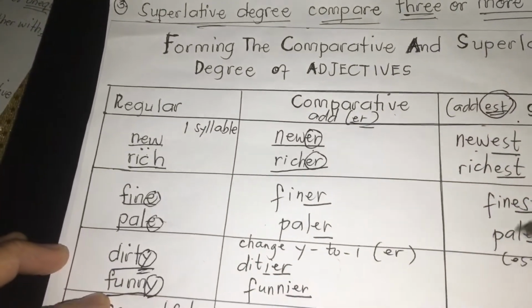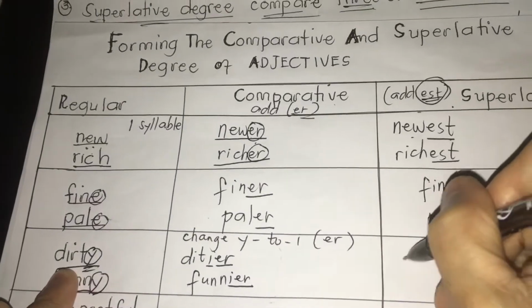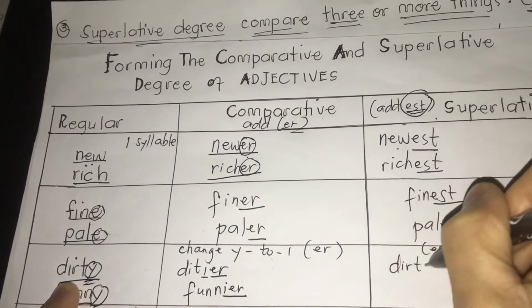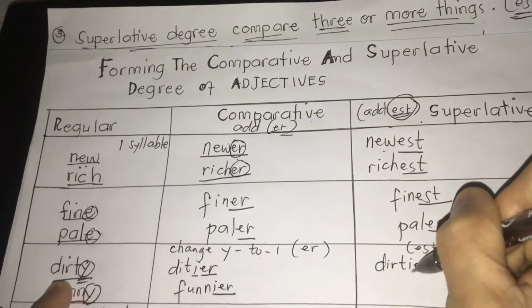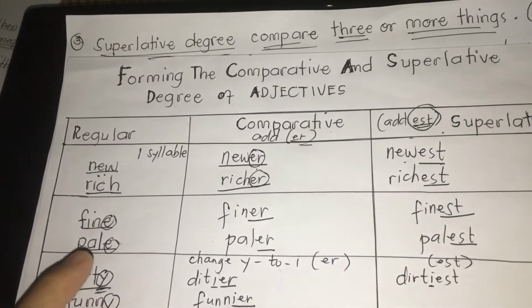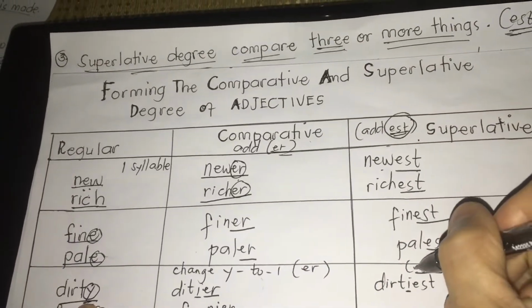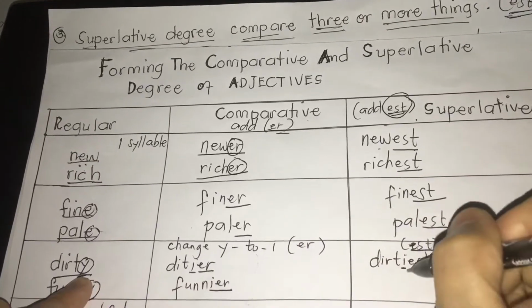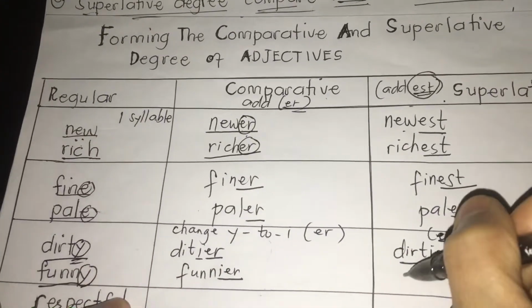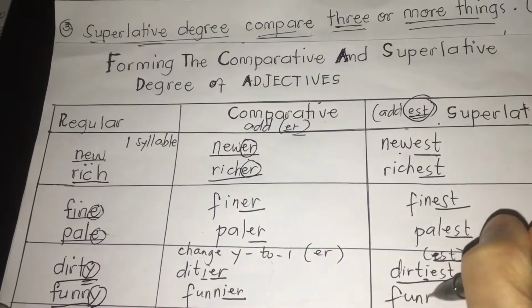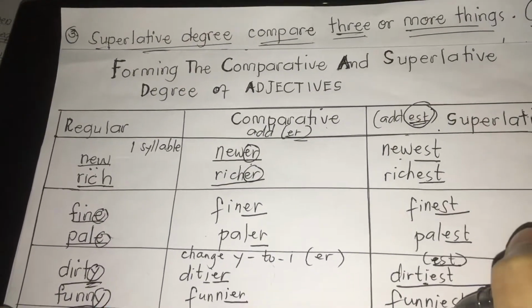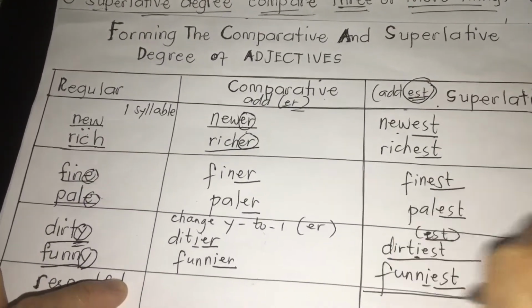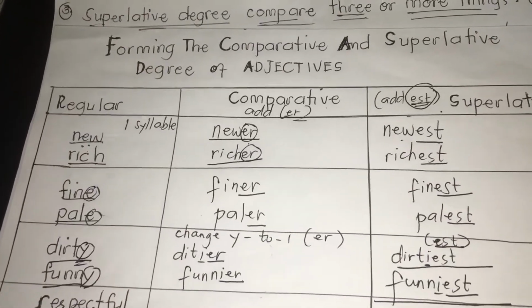What about in superlative? All you have to do is to write dirtiest, I-E-S-T, because i is what we changed from y, then add est to our superlative form. Dirtiest. Next, funny, funniest. I-E-S-T form. Okay? Is that clear?